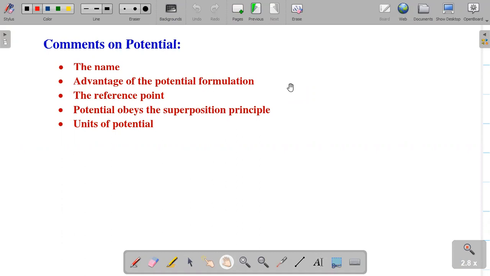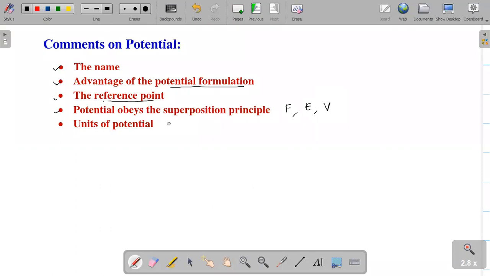Now, if there is no charge density. Now, comments on potential, and for this, first the name. I will use a different color. First, let's know the name. Then, what are the advantages of potential formulation? Important word. Then take a reference point and derive the relation between potential. Then use the superposition principle for force, electric field, and potential V, and units of potential.